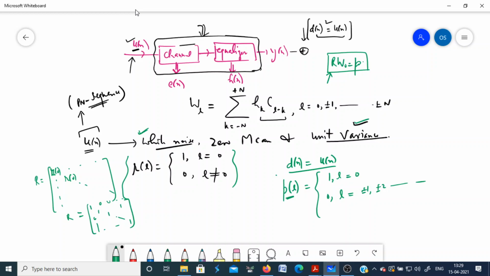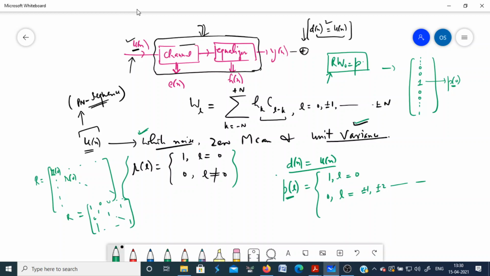So this matrix P, which is a column matrix, will again be mostly zeros. P of 0 is 1, then P of 1 is 0, P of 2 is 0, 3 and so on. Similarly, P of minus 1 is 0, P of minus 2, everything is 0. So only at lag 0 is your correlation 1.